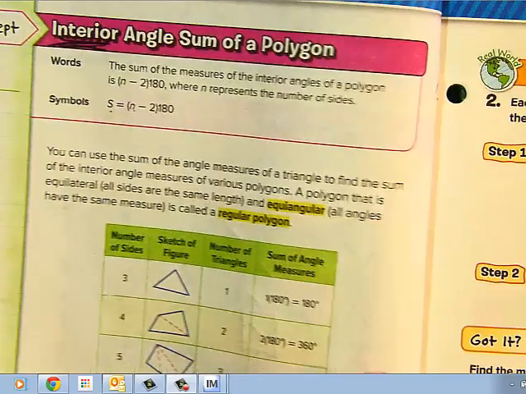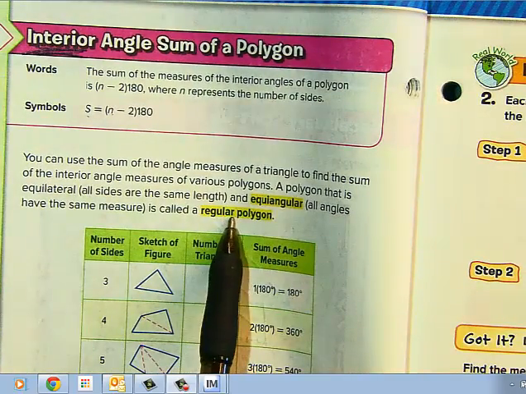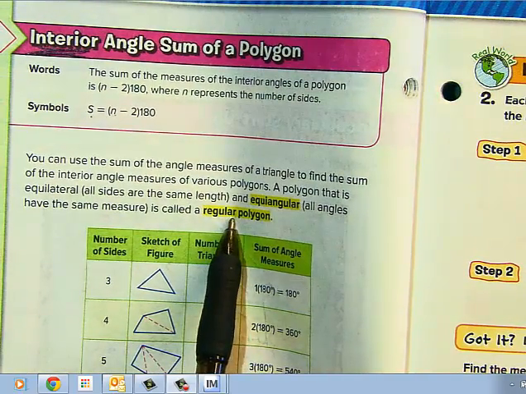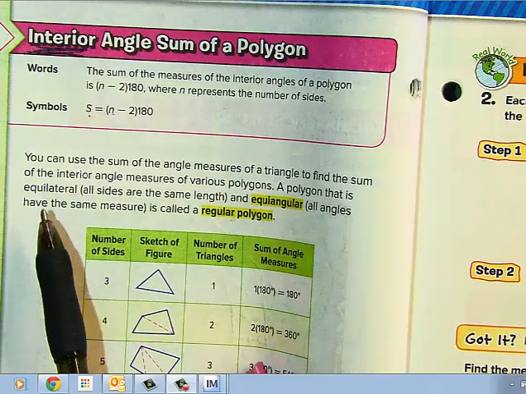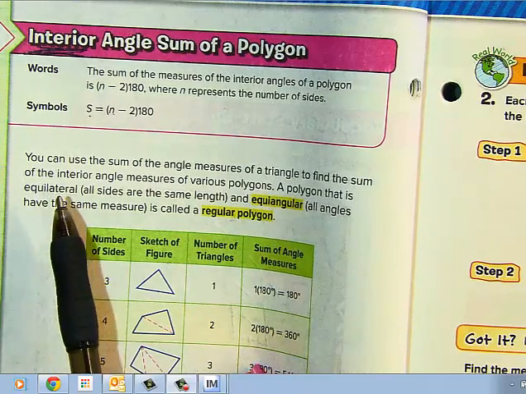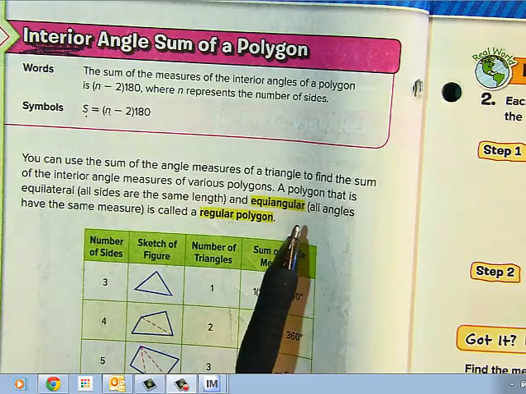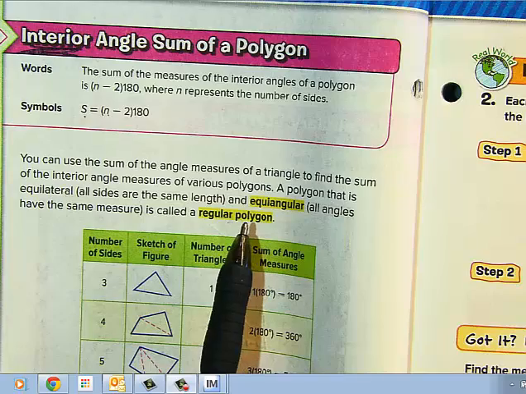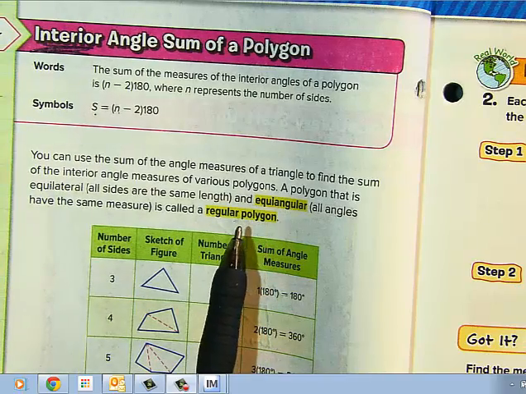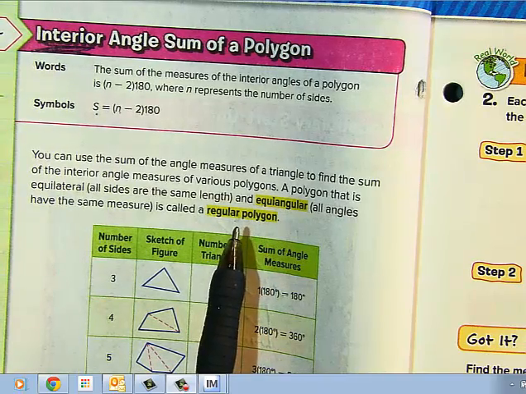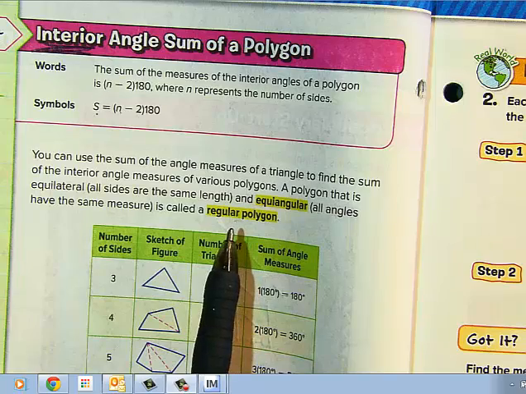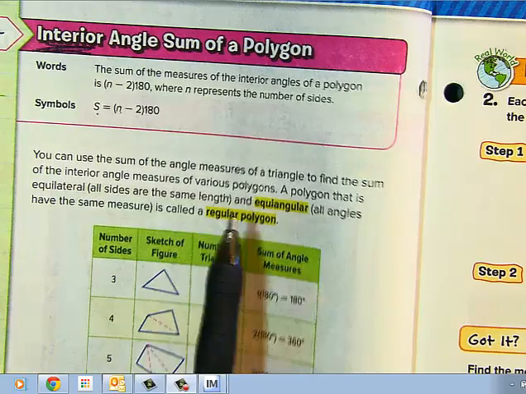And there are certain things called regular polygons. Regular polygons are polygons that are equilateral, which means that all their sides are the same length, and equiangular, which means that all the angles are the same. So a regular polygon, like a stop sign, that's a regular octagon. All of the sides are the same length, and all of the inside angles are the same.